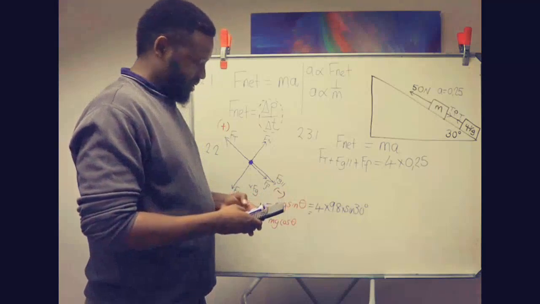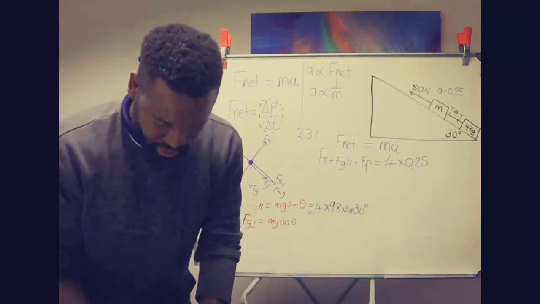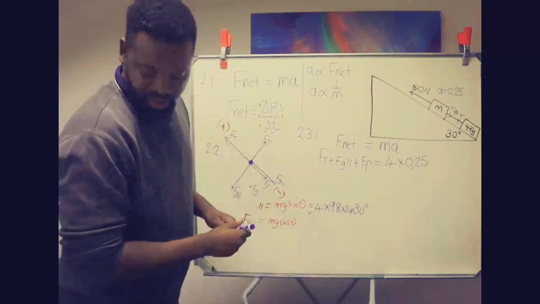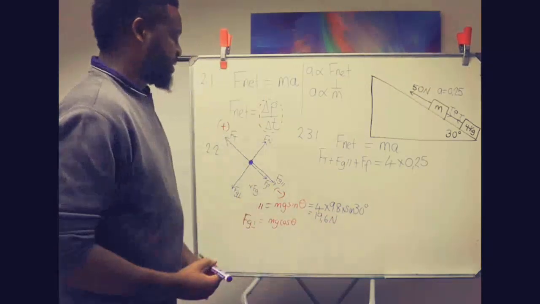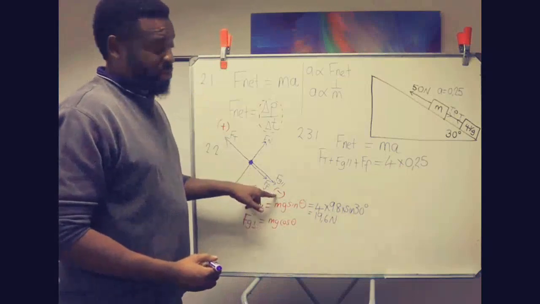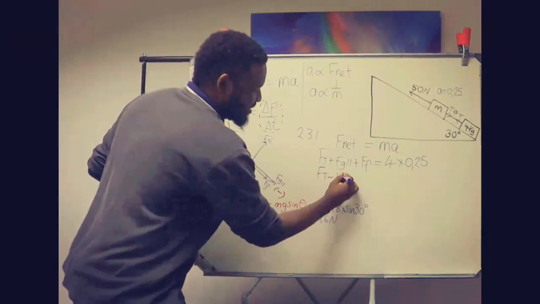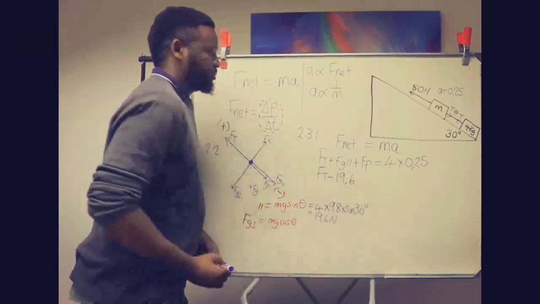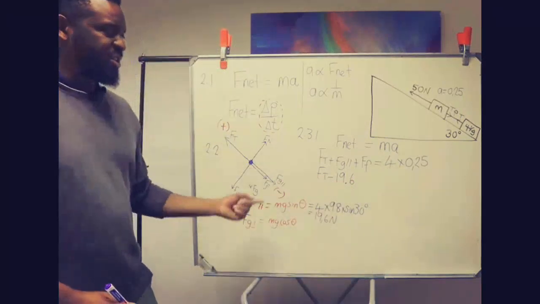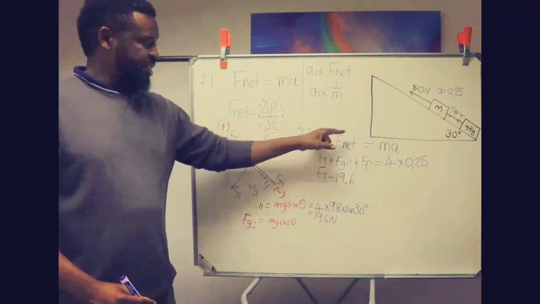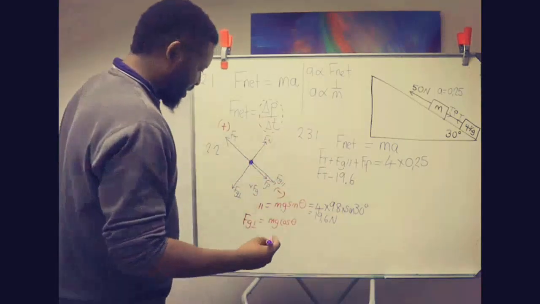4 times 9.8 times the sine of 30. 19.6 newtons. It's a negative 19.6. So Ft minus 19.6. That's why I said it's best to first work it out and then determine whether the force is positive or negative when you feed it into your expression. You've got to do that, otherwise you might end up putting a positive force when it's supposed to be negative.